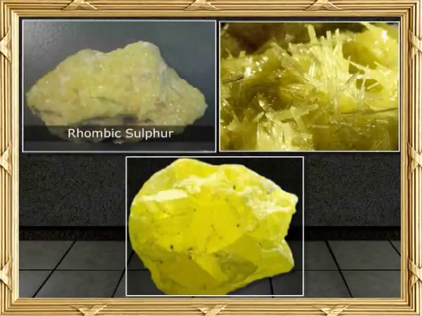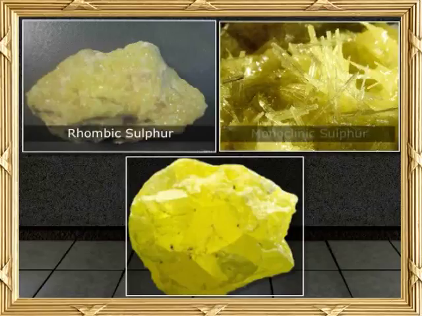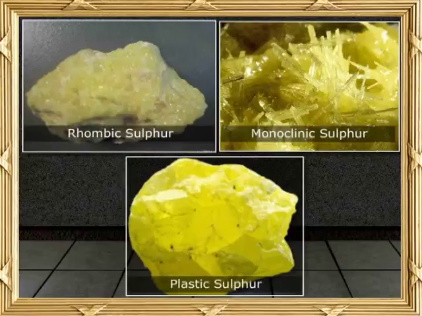Rhombic sulfur is an opaque lemon yellow colored crystalline solid. Monoclinic sulfur is a wax colored transparent crystalline solid. Plastic sulfur is a brown colored solid mass.